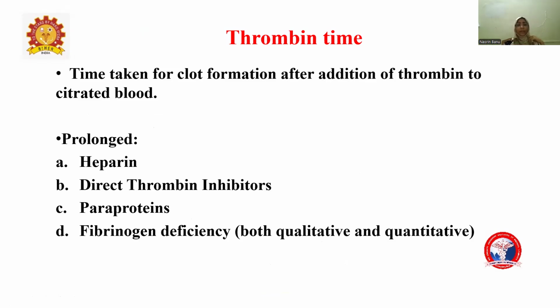And then coming to thrombin time, this is the time taken for clot formation after addition of thrombin to citrated blood. Thrombin time is prolonged in patients who are receiving heparin, direct thrombin inhibitors, paraproteins, and fibrinogen deficiency.